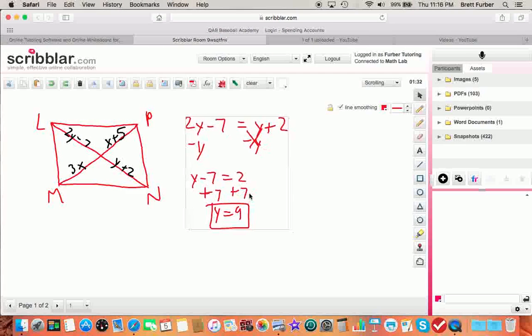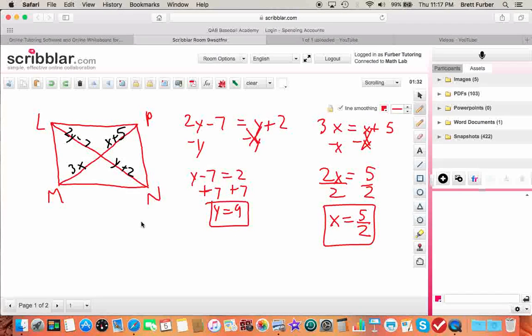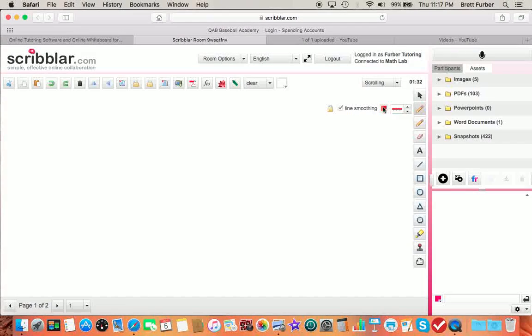And then I'm going to do the exact same thing, but for the x's. 3x equals x plus 5. It gives me 2x equals 5. Now this one's a fraction, but that's okay. X equals 5/2. So if this is a parallelogram, y has to be 9 and x has to be 5/2. Okay? All right, let's do one more. We'll do the check understanding for that same example, example number 1 on page 305.